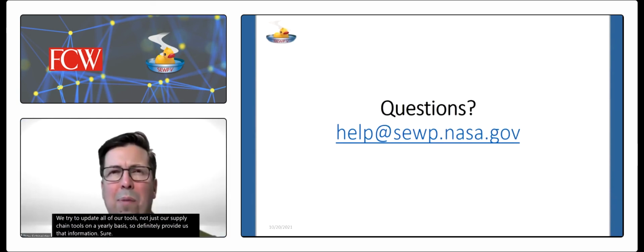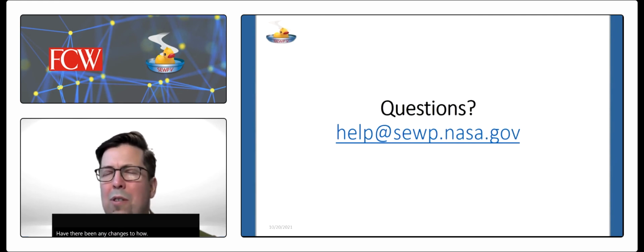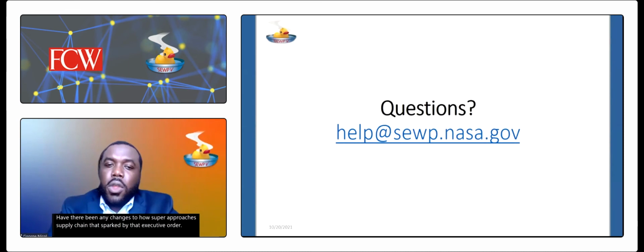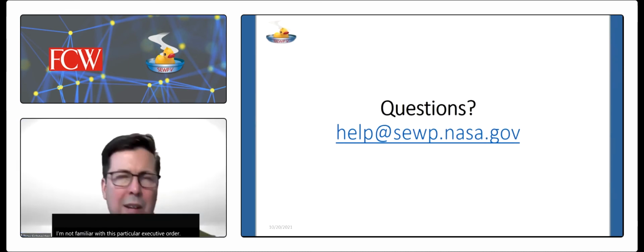Sure. And in a couple of the earlier presentations, Darlene especially mentioned needing to make adjustments as new policies come down the pipe. There was a pretty substantial executive order on supply chain that came out in February, and some reporting that different agencies had to do over the summer in response to that. Have there been any changes to how SEWP approaches supply chain that were sparked by that executive order? I'm not familiar with this particular executive order. Sorry. That's all right.